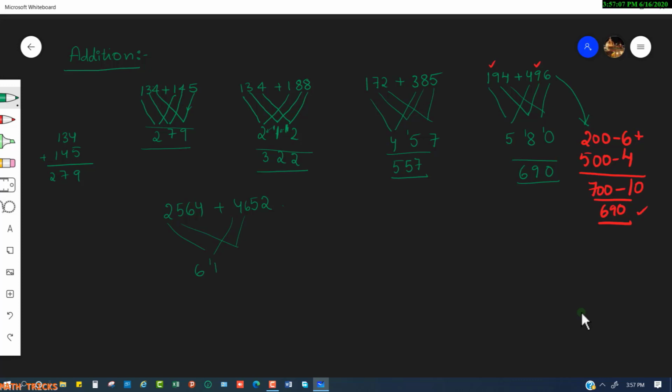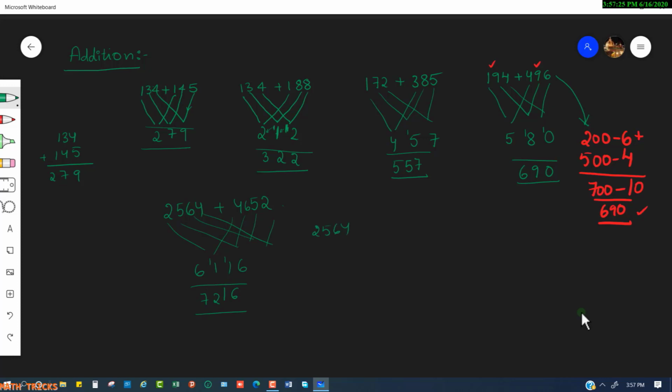You can write it like this. 6 plus 5, you can write 11, again 1, 1. 4 plus 2 is 6 again. So we have 6, 1, this carry forwards to this, 2, this carry forwards to this. Exactly 7216. Let's check this.